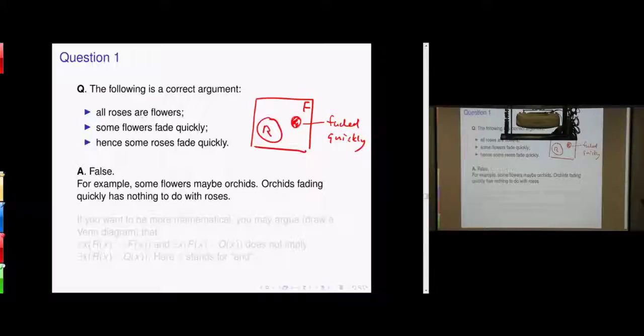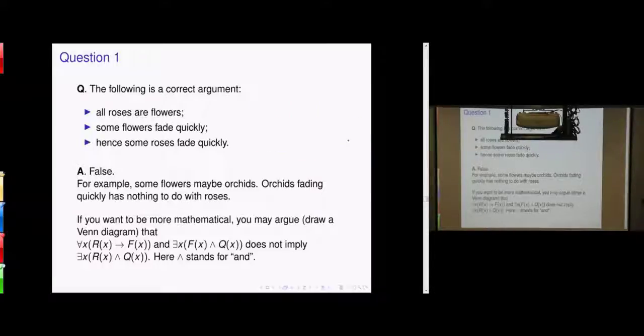Now in this case, we cannot conclude that roses fade quickly, right? So therefore, logically, this is not. Please don't treat this as a biological question. I don't know in real life whether some roses fade quickly. The question is about whether this kind of argument is logically sound. It's not about the biological fact whether roses fade quickly or not. Right?